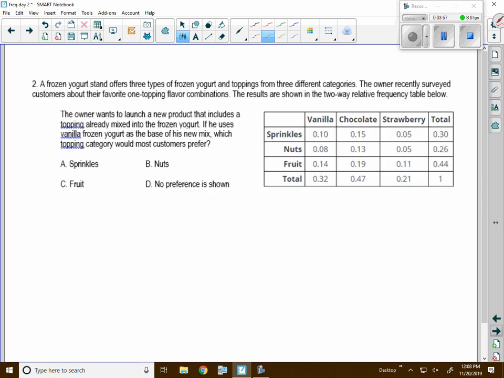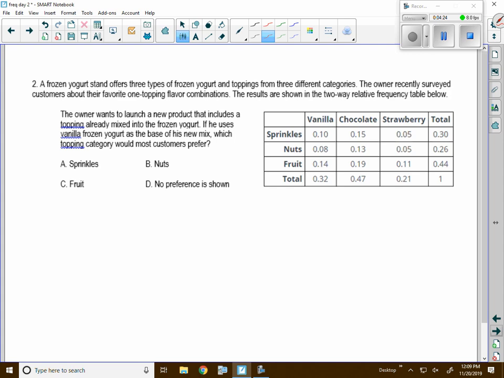Okay. Number 2 deals with a different table. What's different about this table compared to the last table? Yeah, we have decimals. Those represent a percentage. So this is a table that we call relative frequency because it gives percents.